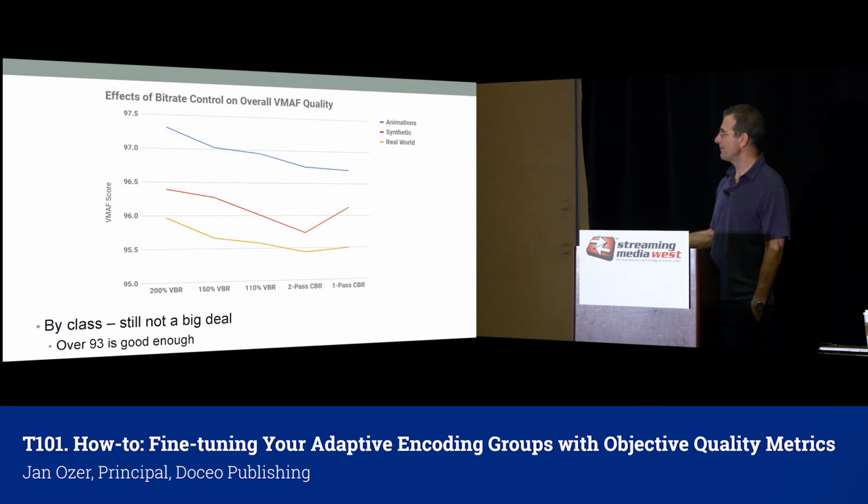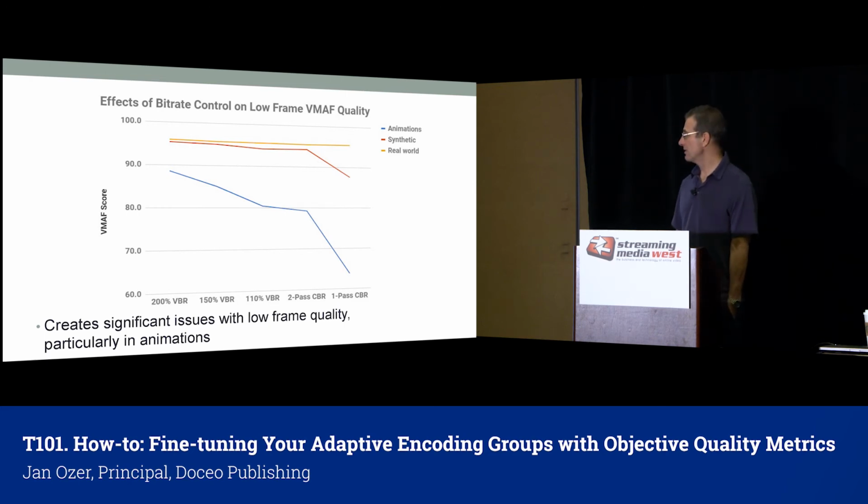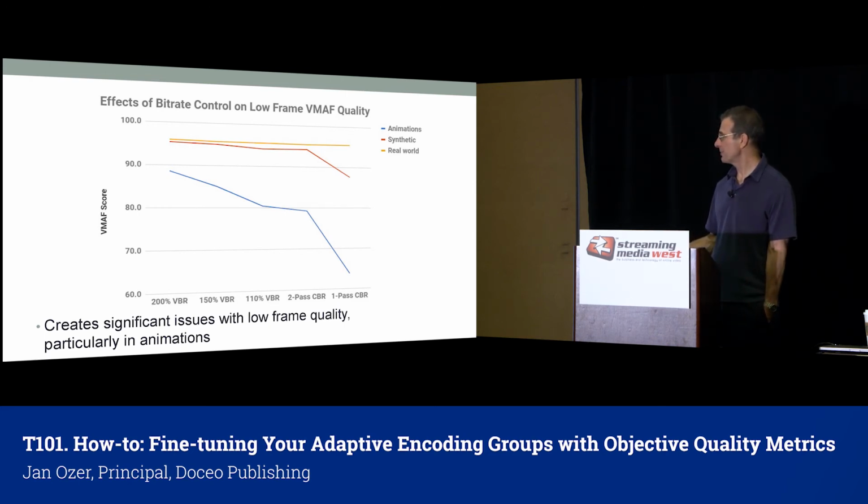But we're not seeing a significant difference. We're seeing the difference between here it's 97.25 down to 96.75. Again, not a just noticeable difference until you start looking at low frame quality, which we kind of beat to death a few minutes ago. And we see, in terms of animations, low frame quality really, really drops with one-pass CBR. So even though it looks pretty good from this perspective, I would not use one-pass CBR particularly for animations.